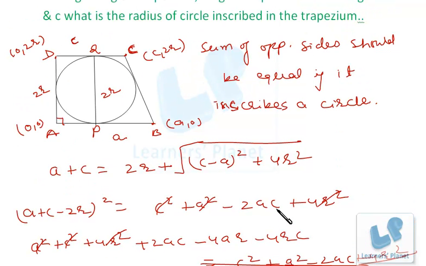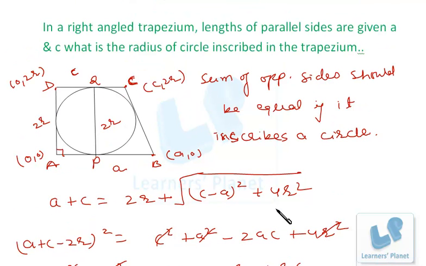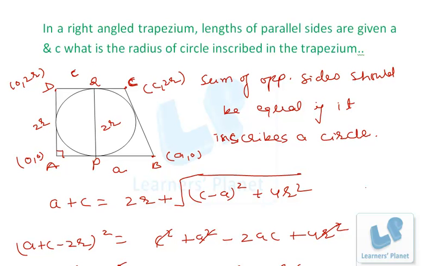So a simple funda we have used over here for any quadrilateral. If it inscribes a circle, that means sum of opposite sides must be equal, right? That means sum of this side should be equal to sum of these sides. Okay, I hope you are clear.